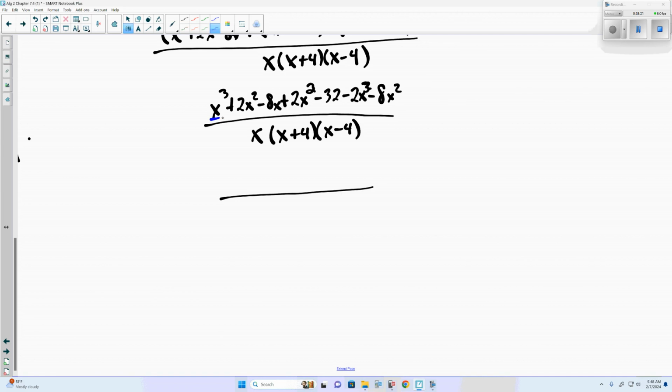Let's look at terms. X cubed minus 2x cubed is negative x cubed. Negative 2x squared plus 2x squared. Negative 4x squared. Questions on this here?